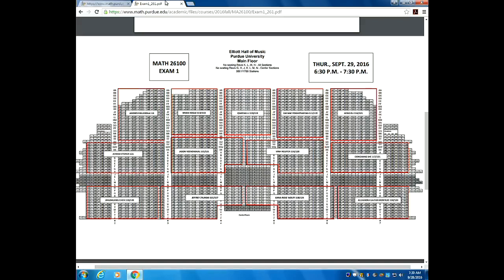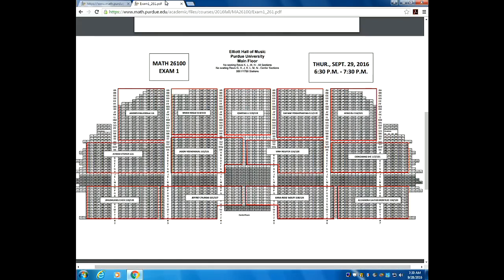All right, so tomorrow night is the exam, 6:30, Elliott Hall of Music. Find out where you're supposed to go. Know your seat number. Know your section number. We're going to do our best to start the exam on time at 6:30. So if you show up and you don't know where to go, we may start without you. Make sure you get there early enough, find out where you need to go, and get seated.